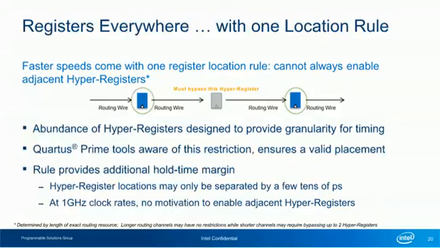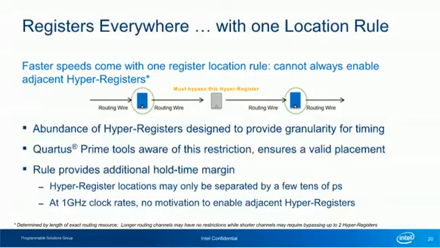To understand this, you must first consider why there are so many hyperregisters in the first place. The point is not so a user can enable all of them at once. The point is so the compiler has lots of options for placing a pipeline register. So the compiler can really choose the ideal location for that register with respect to timing.